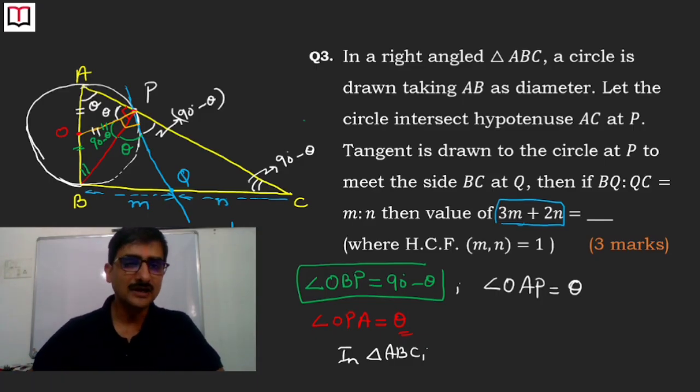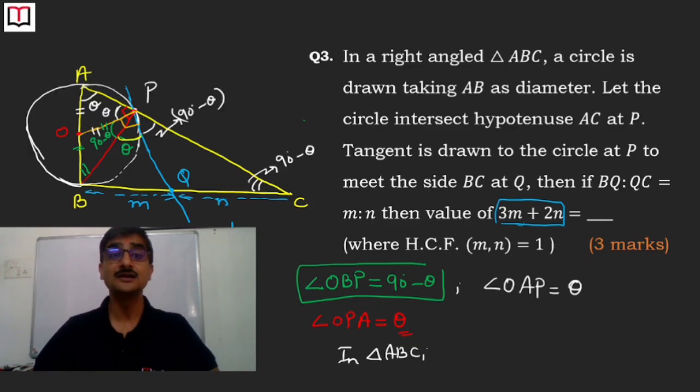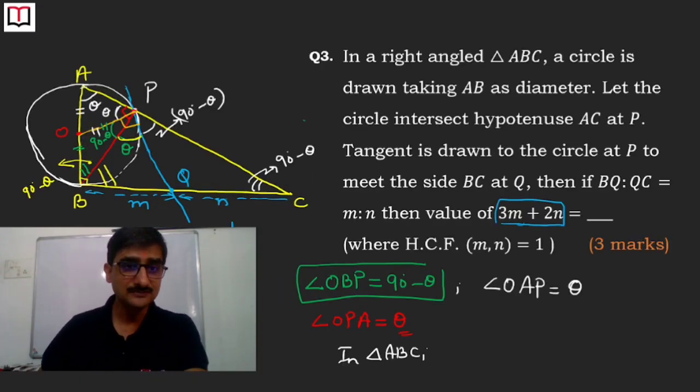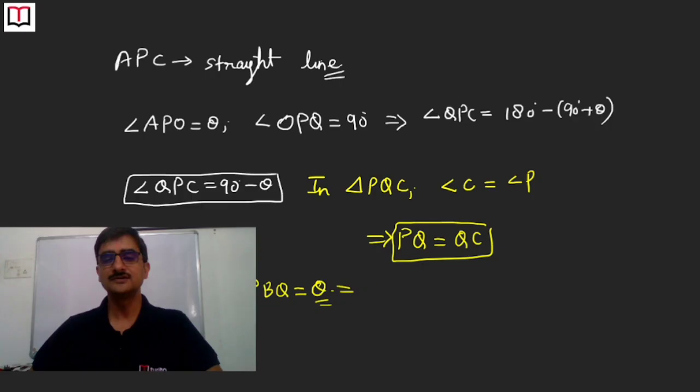Angle BPQ is theta, as you can see here. The complete angle was 90 and this angle is 90 minus theta, so the remaining angle in triangle BPQ, angle PBQ, how much is it? Theta. So angle PBQ is theta and angle BPQ is theta, which are equal. So again it's an isosceles triangle. So what does that mean? That means line segment BQ is equal to PQ.